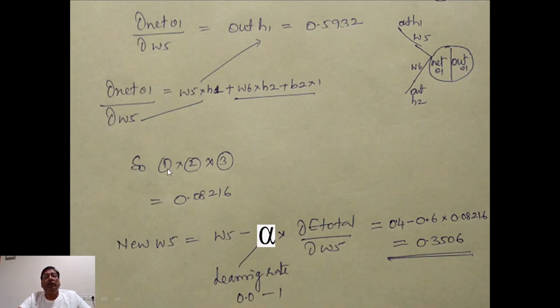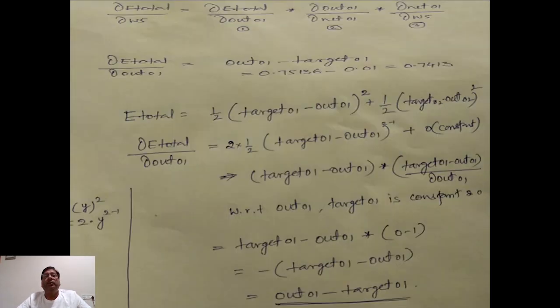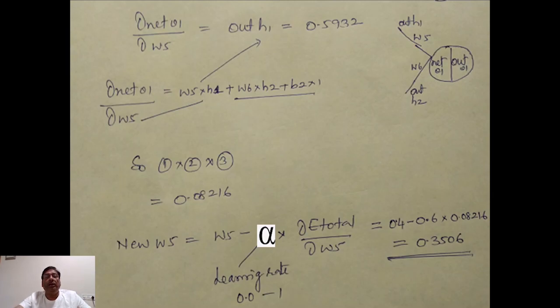Now you have the values for the three steps that you wanted: 1, 2, 3. If you multiply all the values that you got, you get the output 0.08216. Now you need to find the new value that you want for W5.